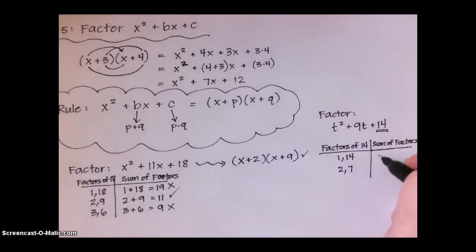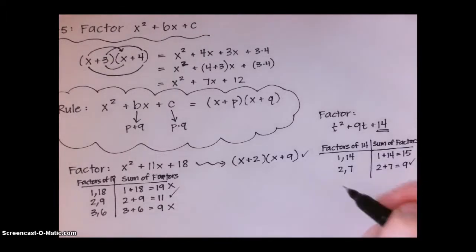So let's add those up. 1 plus 14 is equal to 15. That's not what I'm looking for. I'm looking for 9. But then I can see that 2 plus 7 does equal 9. So I have found my factors. So to write it out and factor it out, it would be t plus 2 times t plus 7.